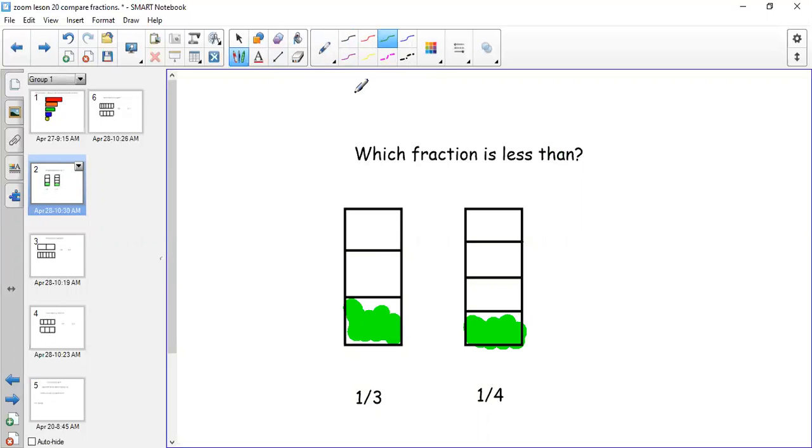So when we're comparing fractions, we focus on the size of the equal part that is named. And looking at both equal parts, we see that 1/3 is actually bigger in size than 1/4. So 1/4 is actually less than 1/3.